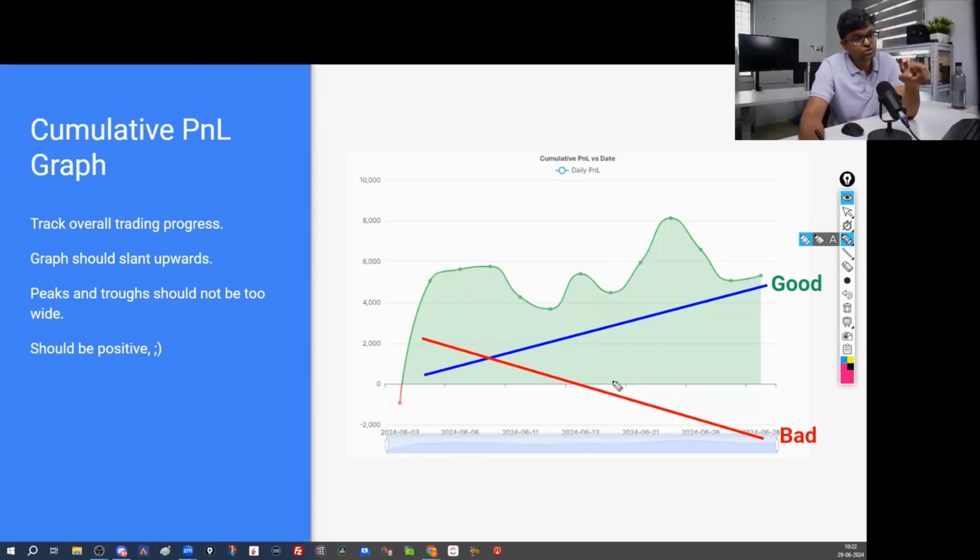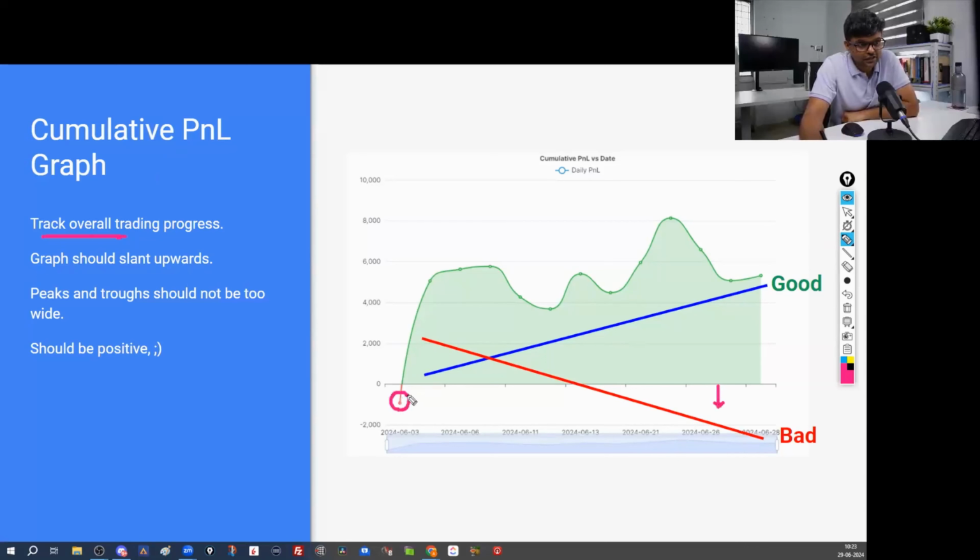And I'll also give one disclaimer: this whole P&L does not include your brokerage and all. So keep that fact in mind. All right, what is the cumulative P&L graph going to tell us? It is going to help us track our overall trading progress. Trending up, good. Trending down, bad. If it is below zero, bad.